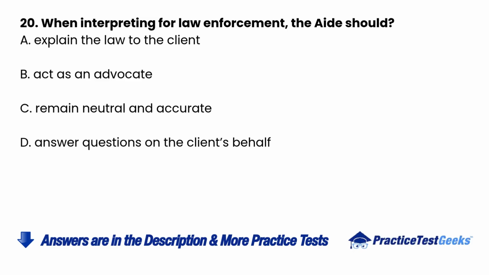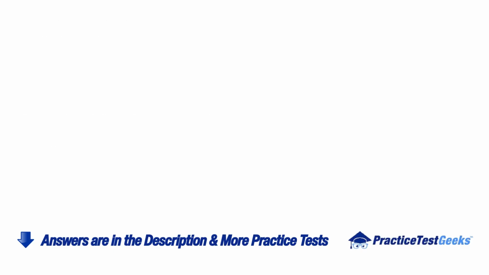20. When interpreting for law enforcement, the aide should A. Explain the law to the client. B. Act as an advocate. C. Remain neutral and accurate. D. Answer questions on the client's behalf.